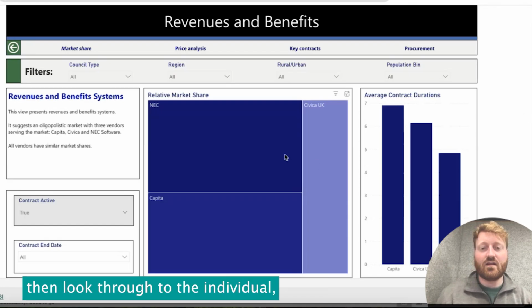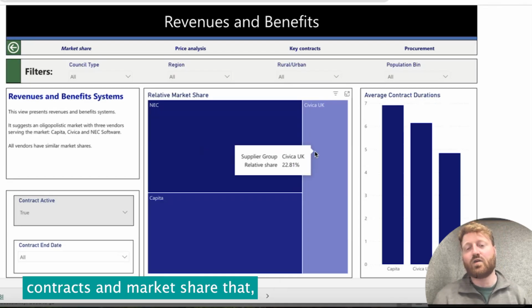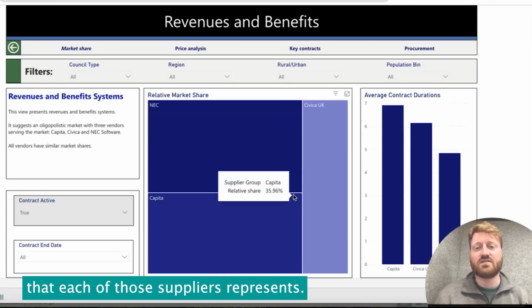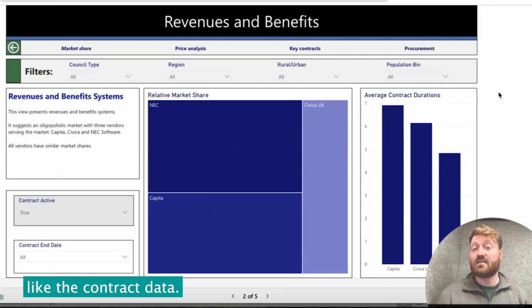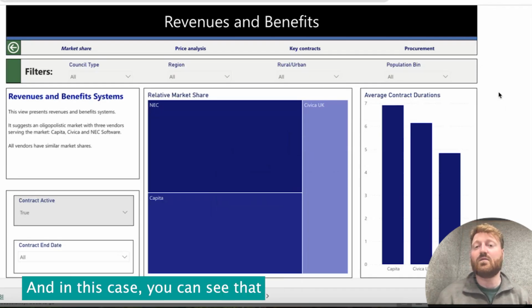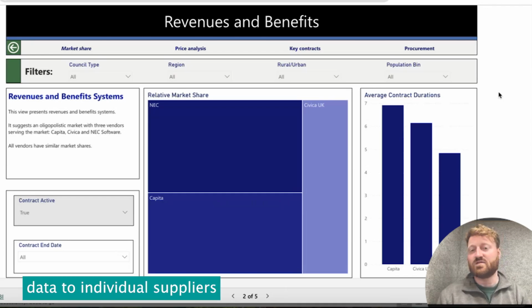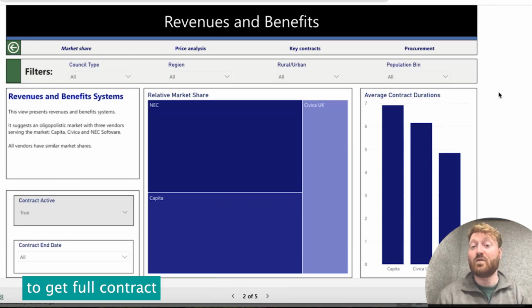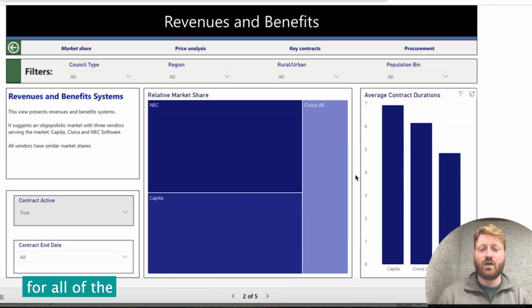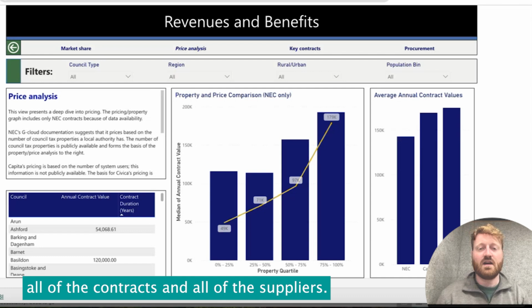If you click through, you can then look through to the individual contracts and market share that each of those suppliers represents. Where we can, we've captured things like the contract data, and in this case, you can see that we've assigned contract data to individual suppliers in a different way. Again, worth noting that that data won't be perfect because we've been unable to get full contract duration data for all of the contracts and all of the suppliers.